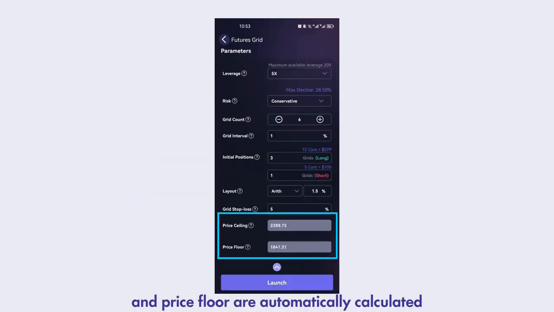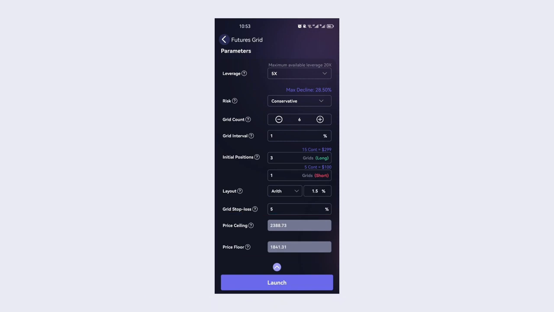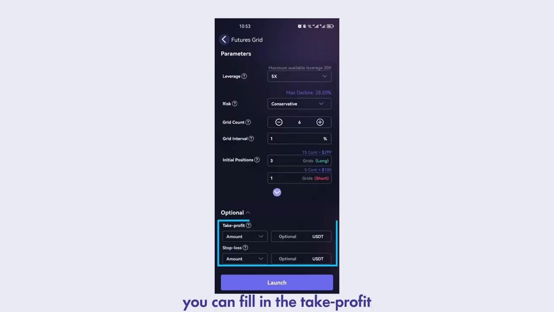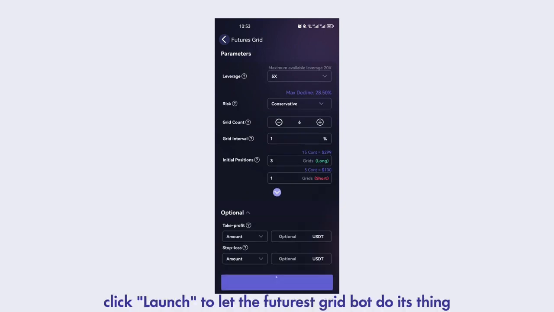Price ceiling and price floor are automatically calculated based on the parameters you have set, so there's no need for manual adjustment. If you prefer a more cautious approach, you can fill in the take profit and stop loss for meticulous risk management. Now, with all parameters filled in, click Launch to let the Futures Grid bot do its thing.